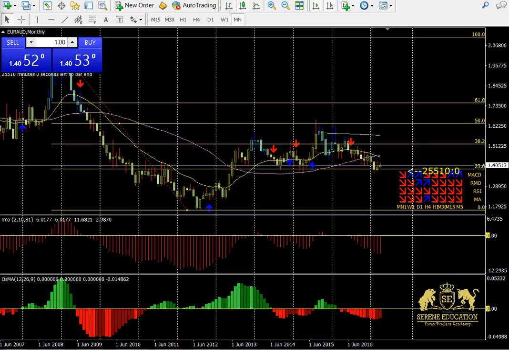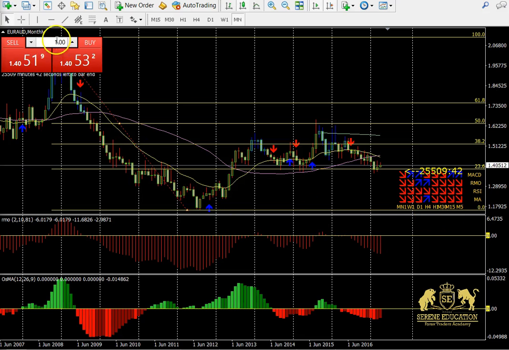Today is the 13th of April and I'm taking a look at the Euro Australian dollar on a monthly time frame using Serene Education's FX Ultimate 4 strategy. Here we can see by our matrix box it is primarily red and that price is trading below the 200-day moving average on all time frames except for the 4-hourly.